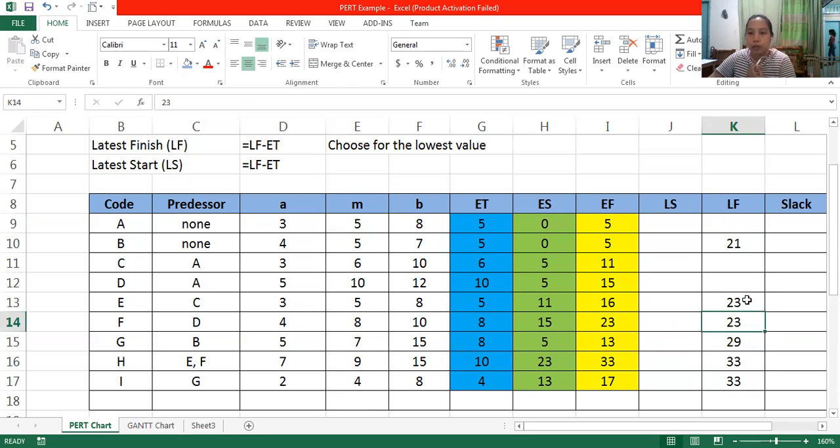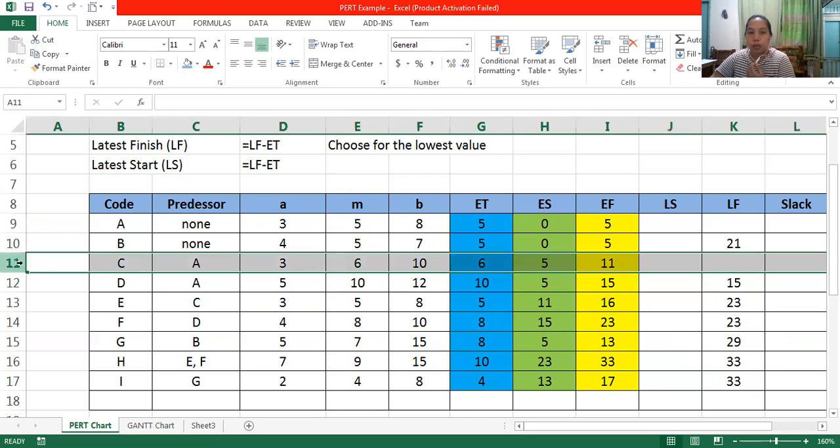Next we have the 23. 23 minus 8 would be 15. We also put 15 on D. So here is our D, and we put the 15 here. The next is the other 23. 23 minus 5 is 18. We put it on C. Let's go back to C.